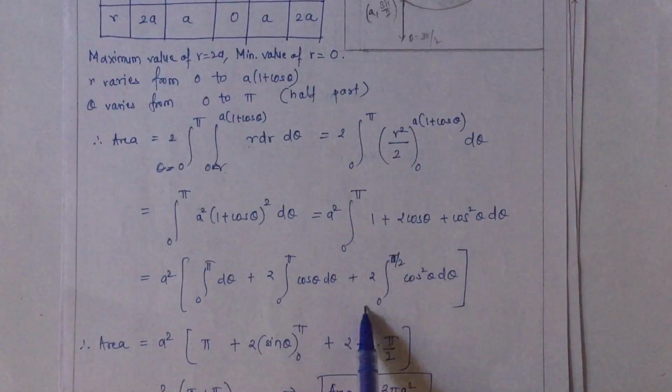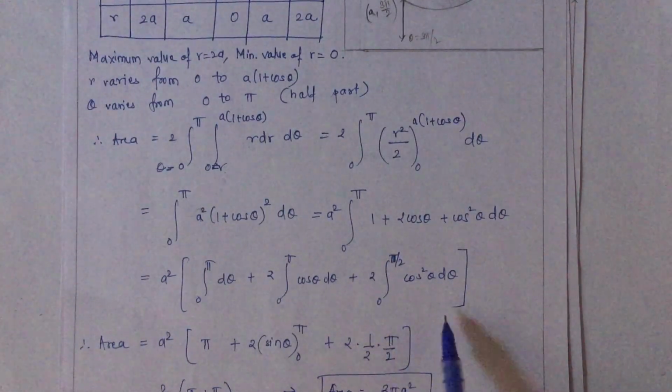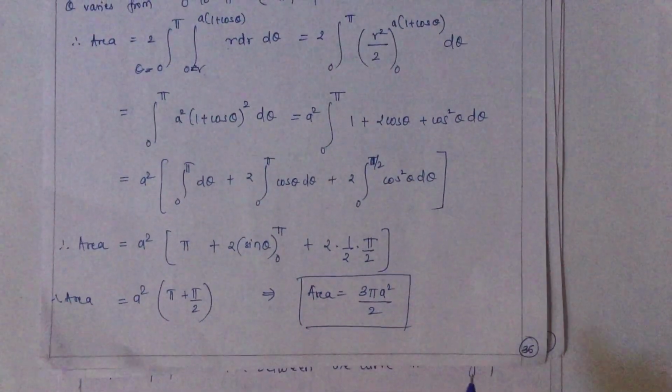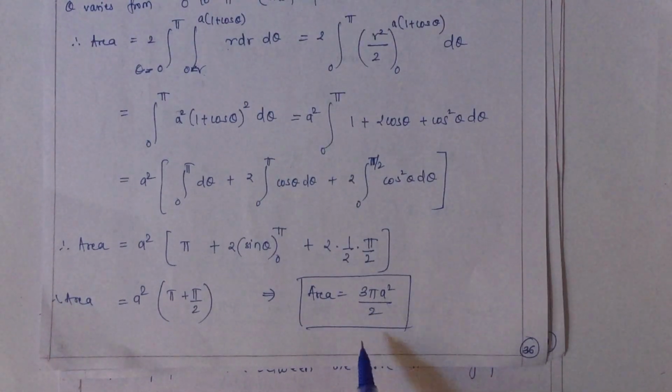I can write it as 2 times integral 0 to pi by 2. Okay, and hence evaluating by reduction formulae we get the area of the curve, that is the cardioid, as 3a square pi upon 2.